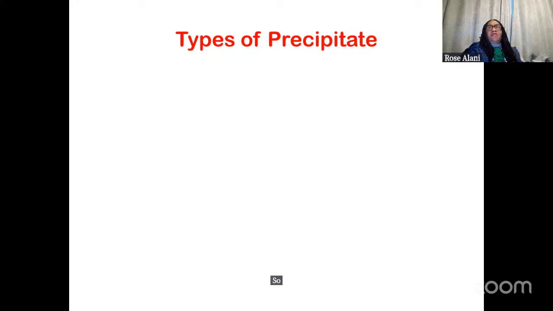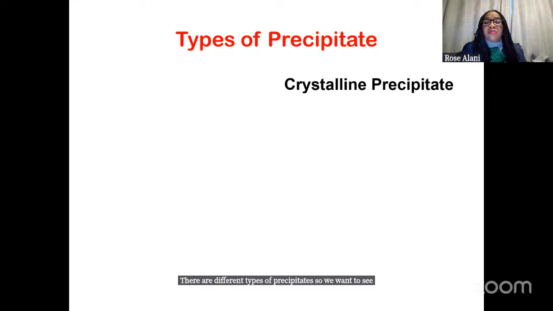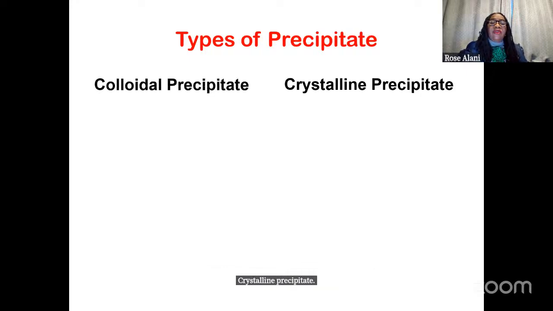When we're talking of precipitation gravimetry, there are different types of precipitate. So we want to see those types of precipitate. We have crystalline precipitate. We have colloidal precipitate. Both of them are not all very good for gravimetry, but you will see which one is okay.